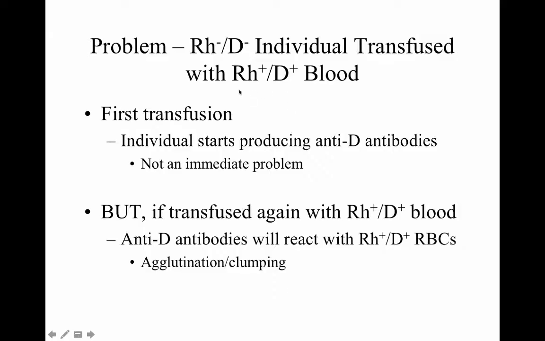The problem with the Rh negative, D negative individual transfused with Rh positive or D positive blood is that on the first transfusion, the individual starts producing anti-D antibodies, which is not an immediate problem. But if transfused again with Rh positive or D positive blood, then those anti-D antibodies will react with the Rh positive, D positive red blood cells, and this will cause agglutination or clumping of the blood cells.